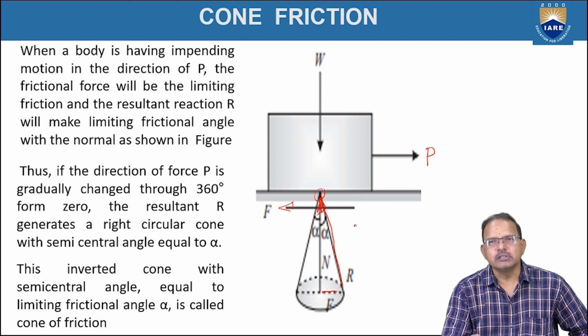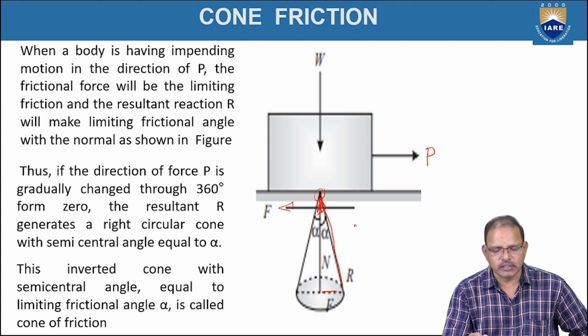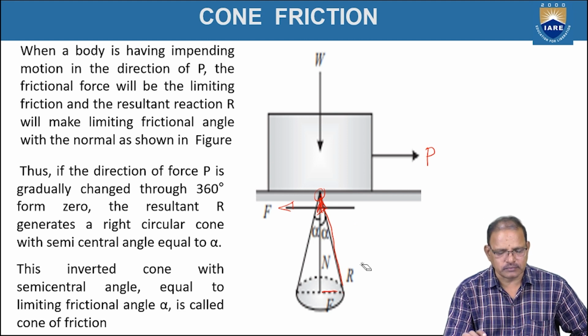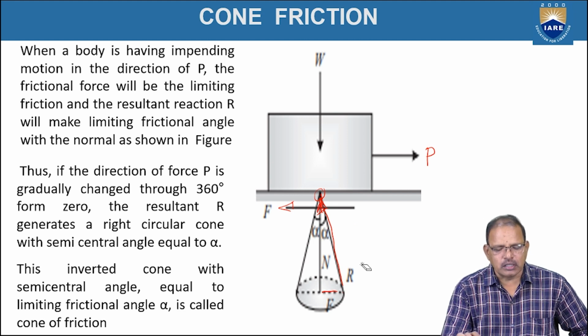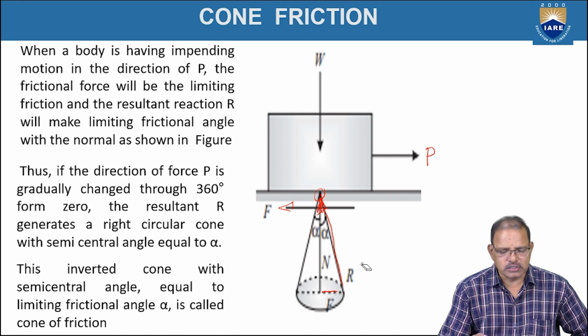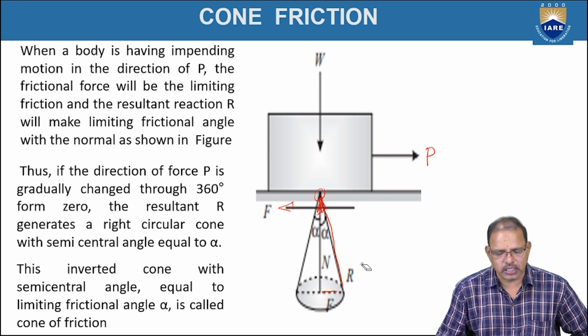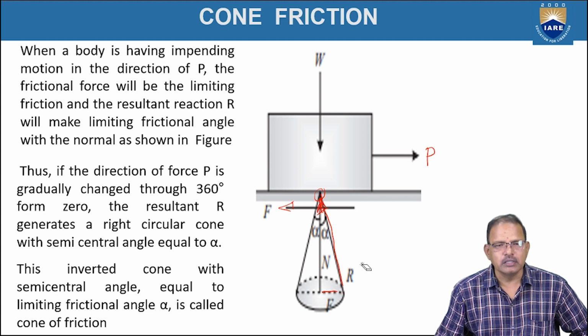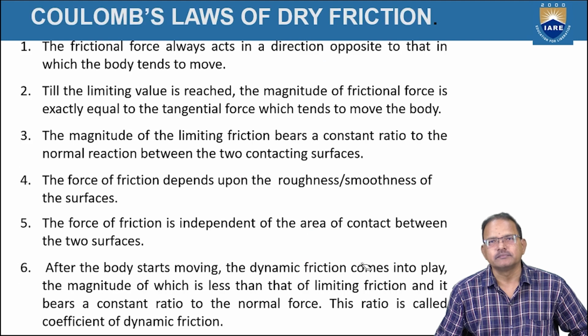Here, when a body is having impending motion in the direction of P, the friction force will be the limiting friction, and the resultant reaction R will make the limiting friction angle with the normal reaction as shown in the figure. If the direction of the force P is gradually changed through 0 to 360 degrees, the resultant R generates a right circular cone with a semi-central angle equal to alpha. This inverted cone with a semi-central angle equal to the limiting friction angle is called the cone of friction.